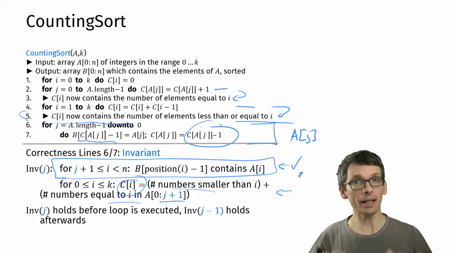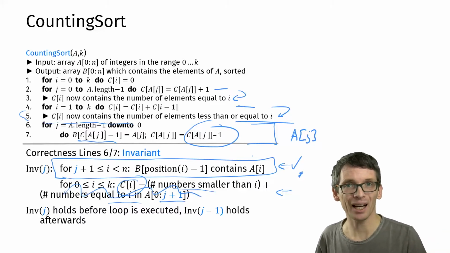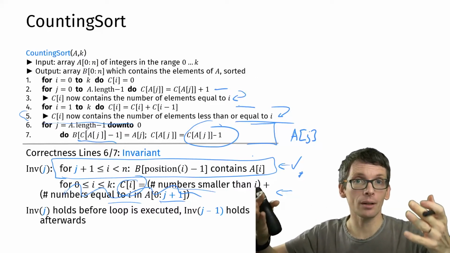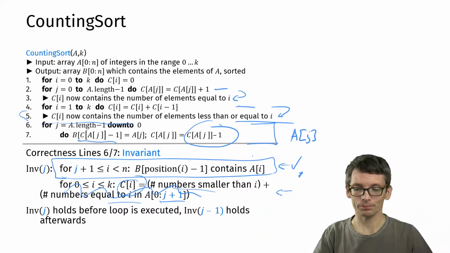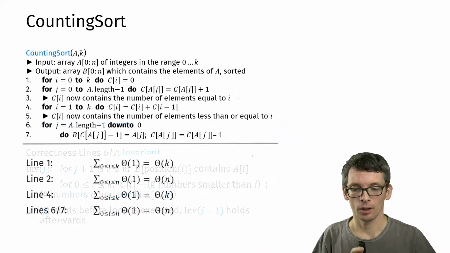So that gives us maintenance, and then for termination we don't care anymore about the second part, and the first part of the loop invariant simply tells us that we now have everything in B sorted. So much about correctness.